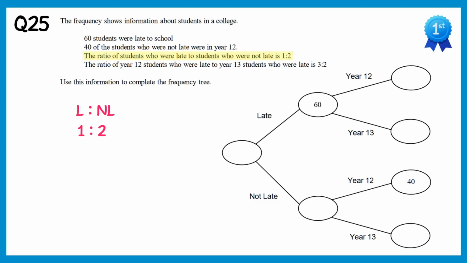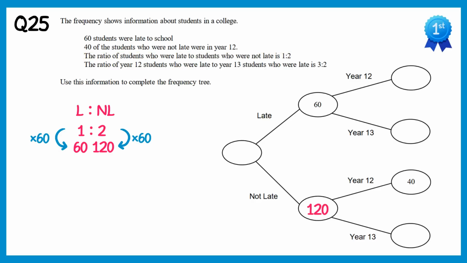If you look at the frequency tree, you can see that there were 60 students who were late, so let's write that underneath late. So this ratio has been times by 60. So we do 2 times 60 to get 120. So 120 students were not late. We can add that to the frequency tree.